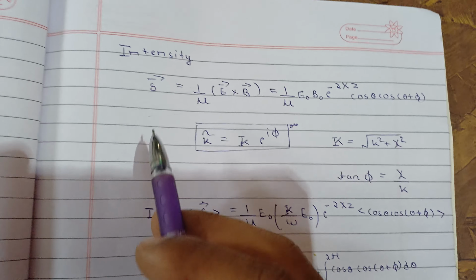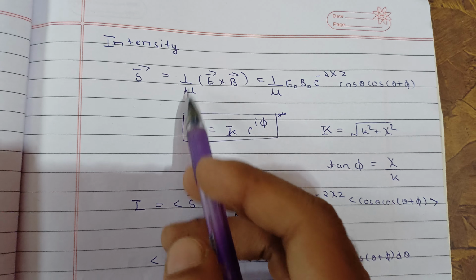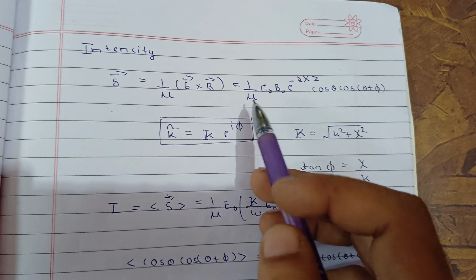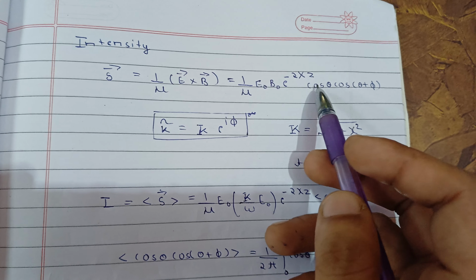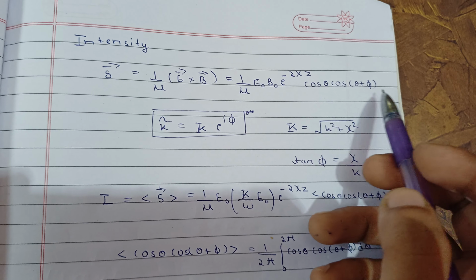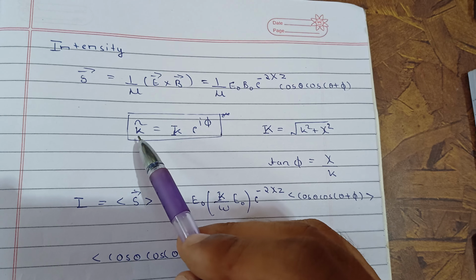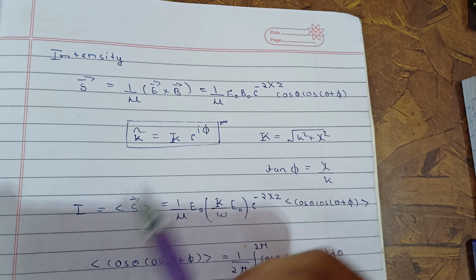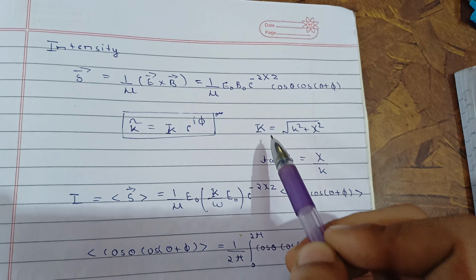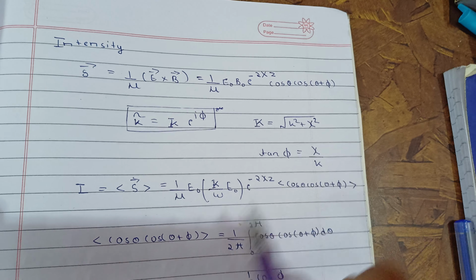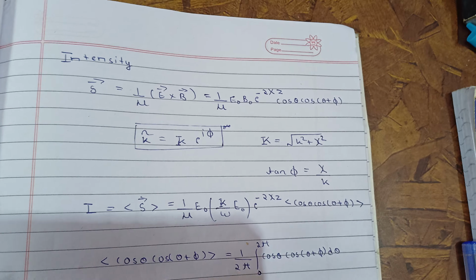So next is intensity. We know what intensity is. Intensity is the Poynting vector, it is 1 upon mu, E cross B. So again we will substitute the values of E and B, it will be 1 upon mu, E naught B naught exponential minus 2 kappa z cos theta plus phi. Now see here, complex K is nothing but capital K exponential i phi, and capital K is the square root of k square plus kappa square, and tan phi is kappa by k. So you must remember these terms, we will use them.